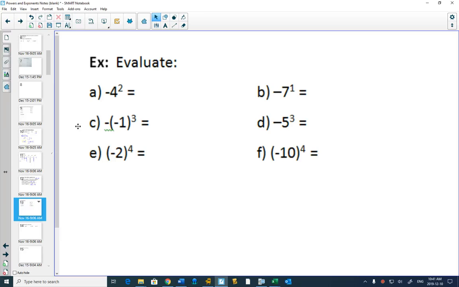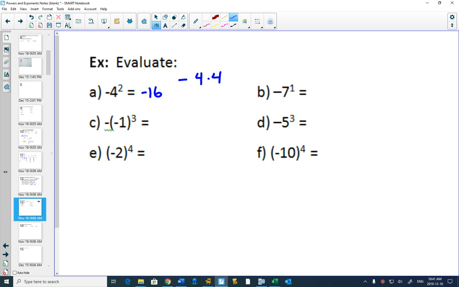Now I'm going to show lots of work. I'm going to do two things. I'm going to write down the answer first. Negative 4 squared: the answer to this one is negative 16. The work that you could show: the negative is outside of the power. It is not part of the base. The base, the exponent of 2, is just on the 4. This one means negative 4 times 4. That's in expanded form.